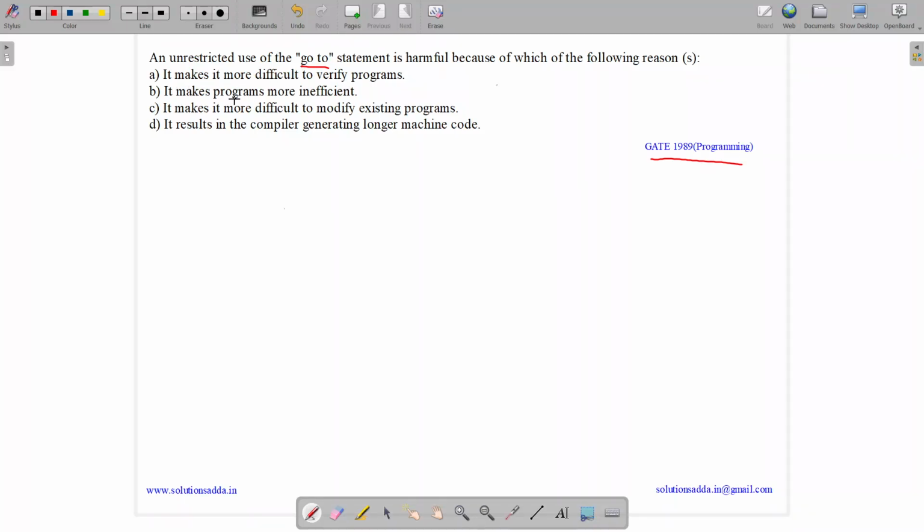It makes programs more inefficient. It makes it more difficult to modify existing programs. It results in the compiler generating long machine code.